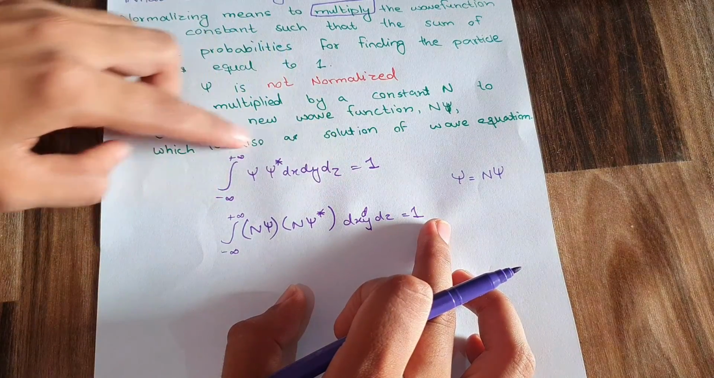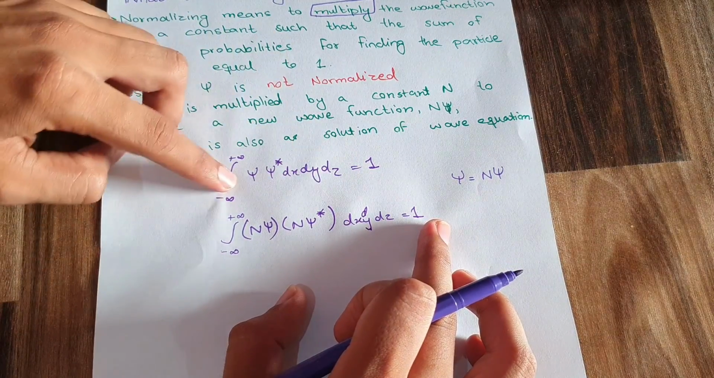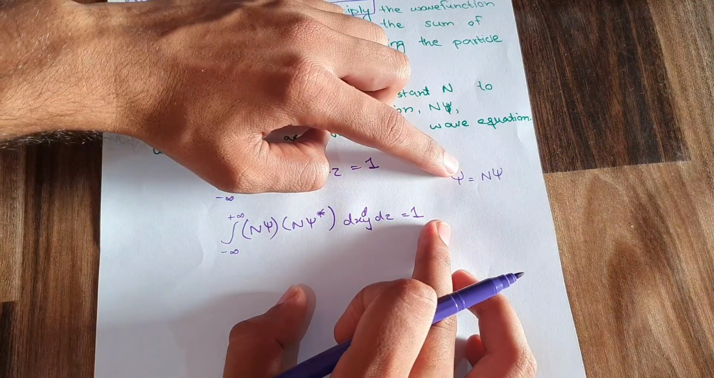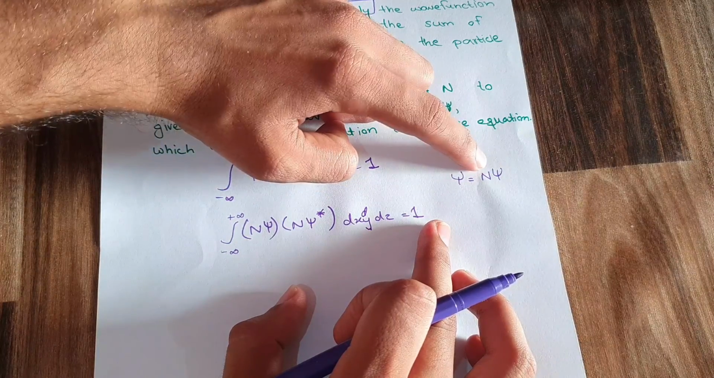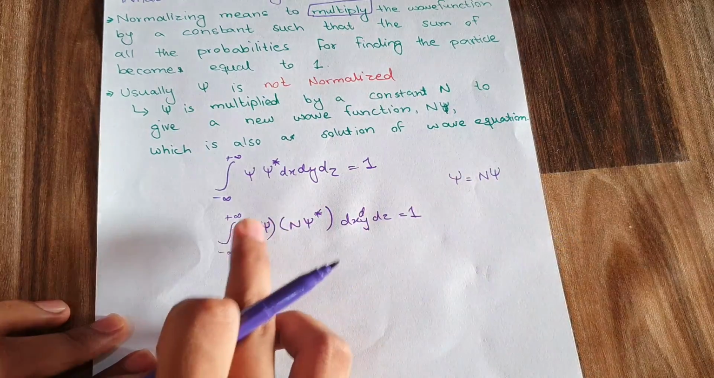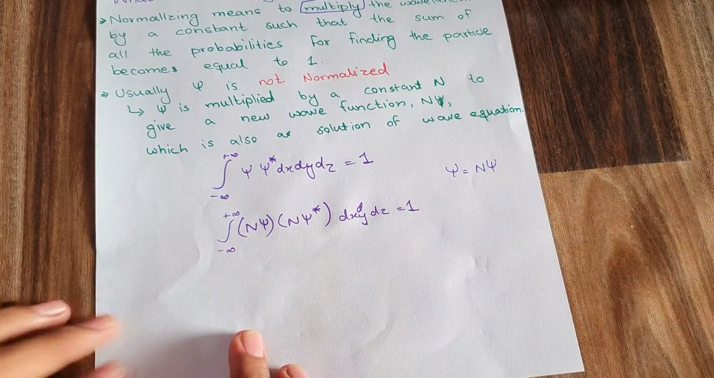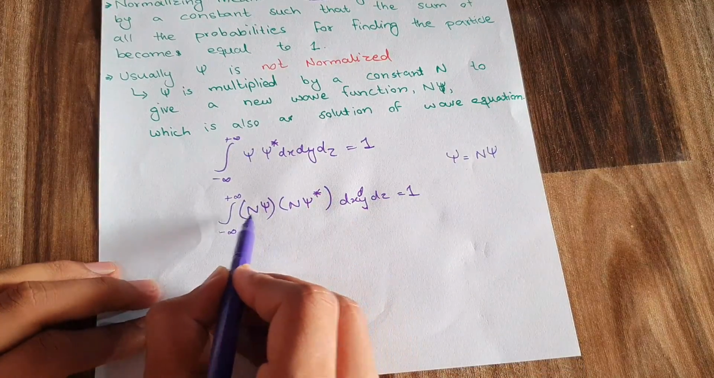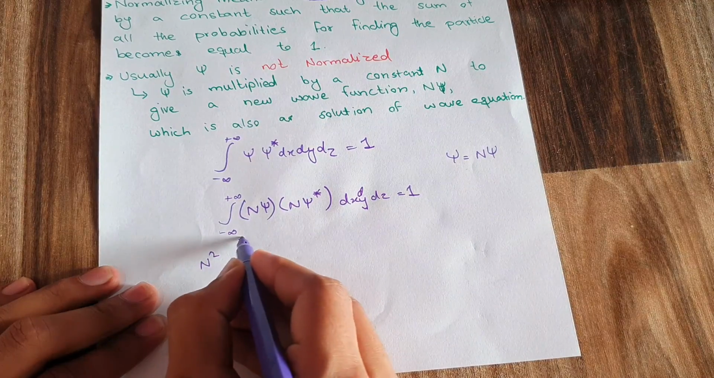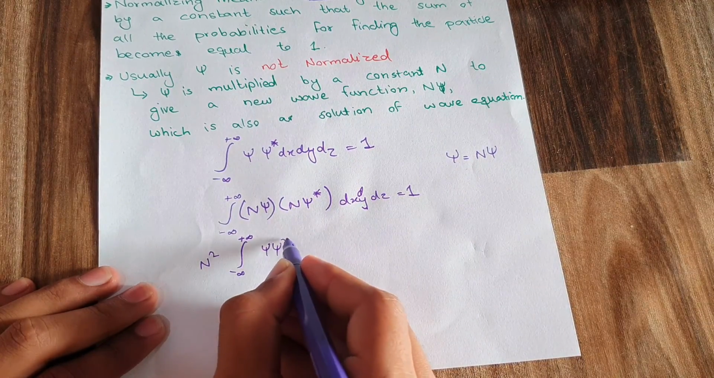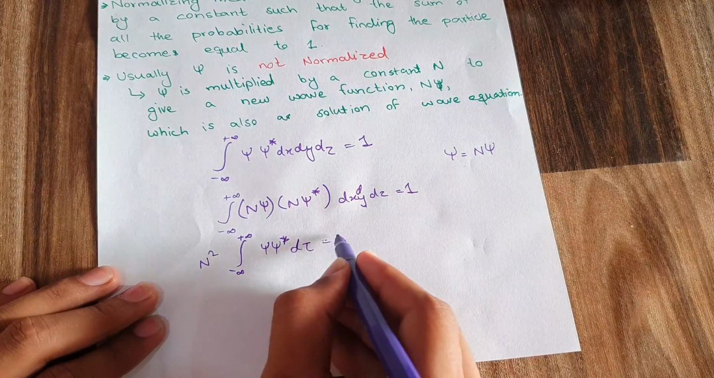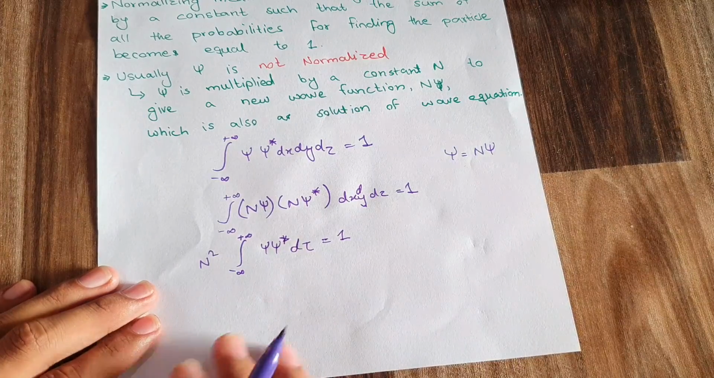Sometimes, as I have told you before, the left hand side of the equation does not become equal to 1. So to make the left hand side of the equation become equal to 1, we have to multiply this psi with a constant n. I have just plugged in the value of n psi here and here in the equation, and the equation becomes like this. So n and n are constants, they will come out and become n square times the integral from minus infinity to positive infinity of psi star psi dx dy dz. I can take it equal to d tau, and this becomes equal to 1.